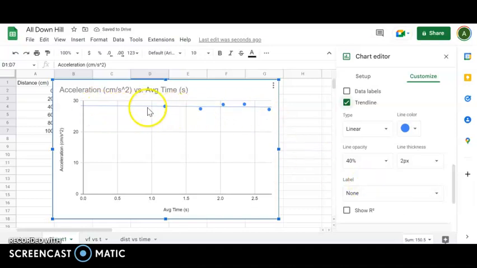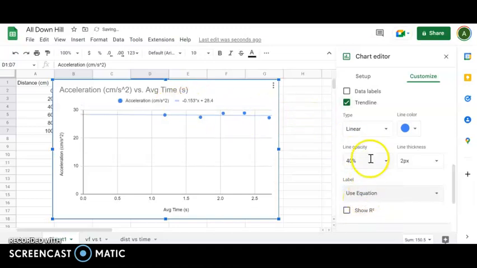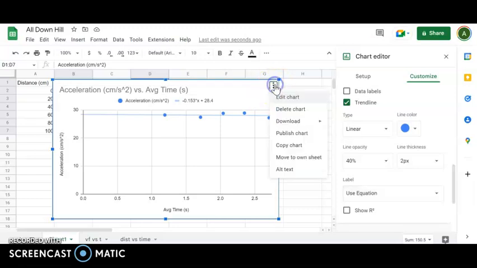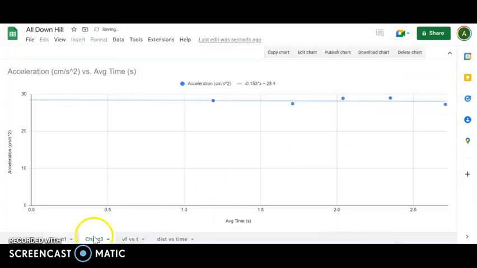And if you look at the trend line, you can see it does a pretty good job approximating these dots. So we're going to leave it as linear, and we're going to use our equation. And now what we have here is acceleration is a very small number times time plus a large y-intercept. So let's put that on its own sheet and label it A versus D.